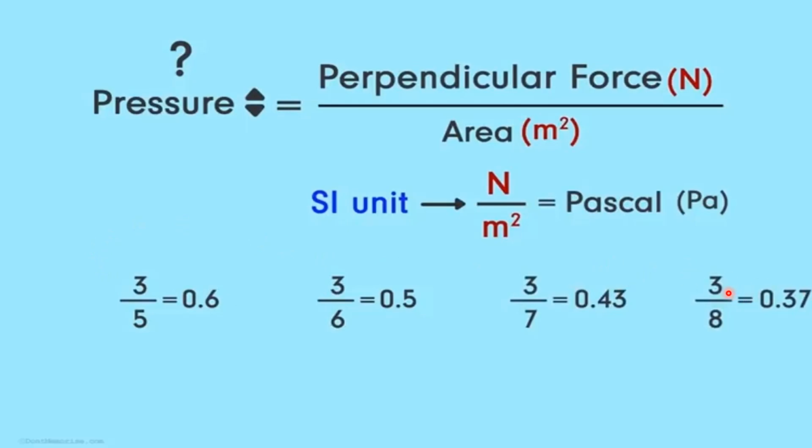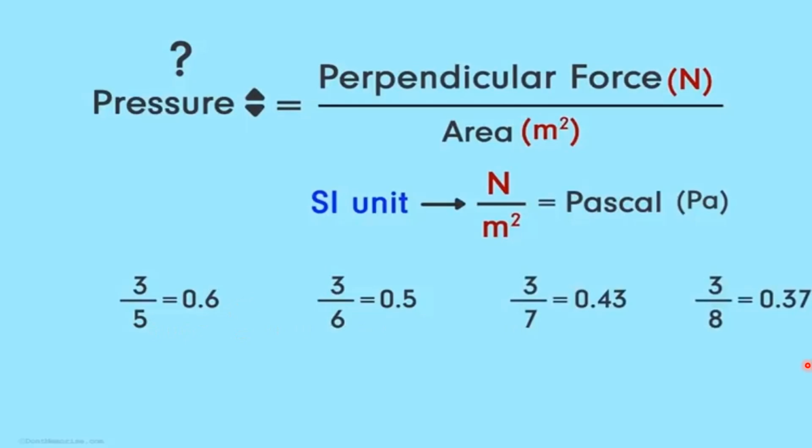In other words, the numerator is nothing but the force applied. I have put the force applied to be constant, say it is 3 Newton. Whereas the area I have increased from case to case. See, in the first case I have taken area as 5, next case it will be 6 meter square, third case it is 7 meter square, and fourth case it is 8 meter square.